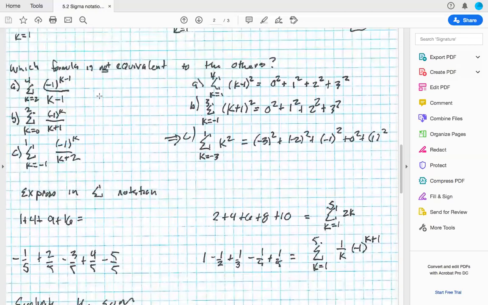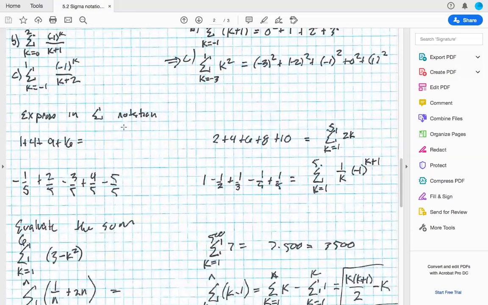So when trying to figure out which formula is not equivalent to the others, write all the terms out and then figure out what's going on. Now, if we're going to express a series in sigma notation, you want to think about what is the rule that ties these things together. So this is what they're going to be giving you in MyMathLab. This is what we're going to be doing right now.